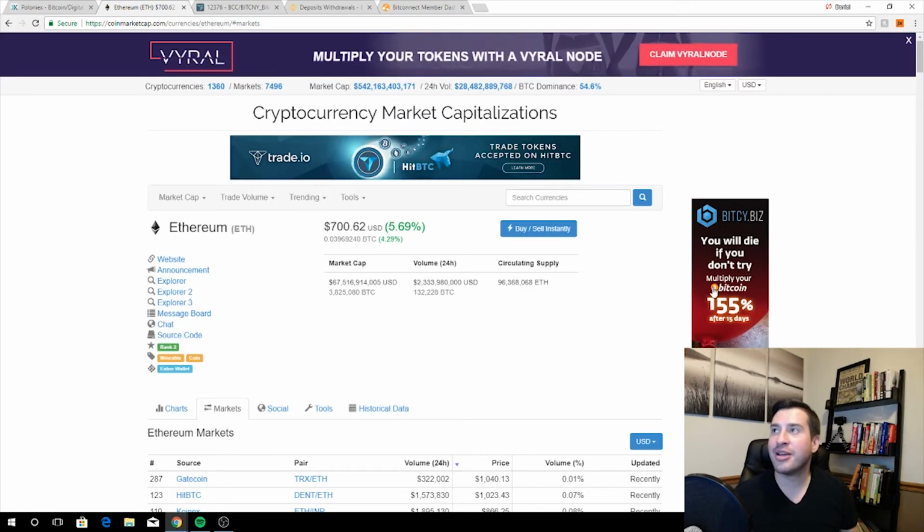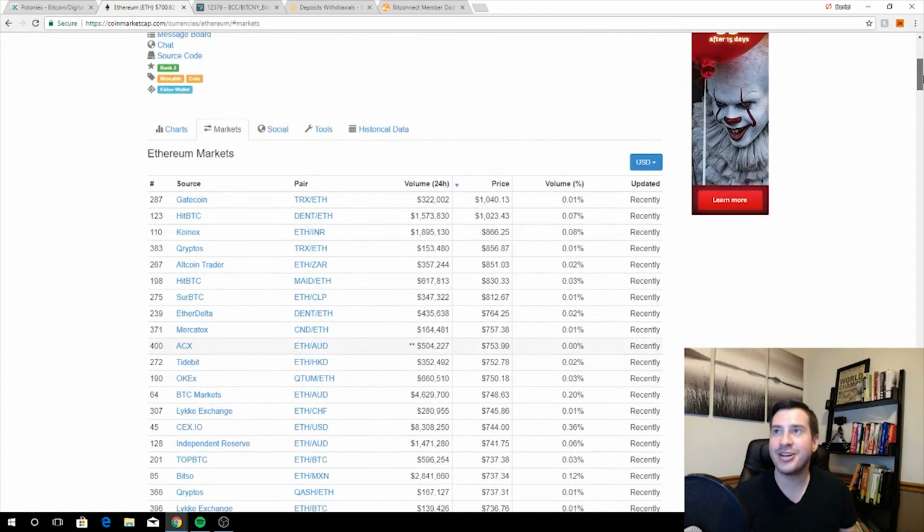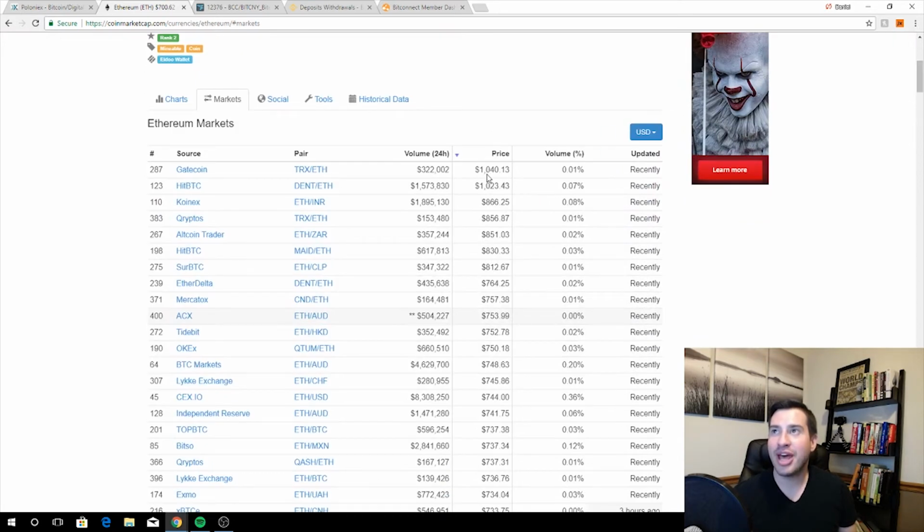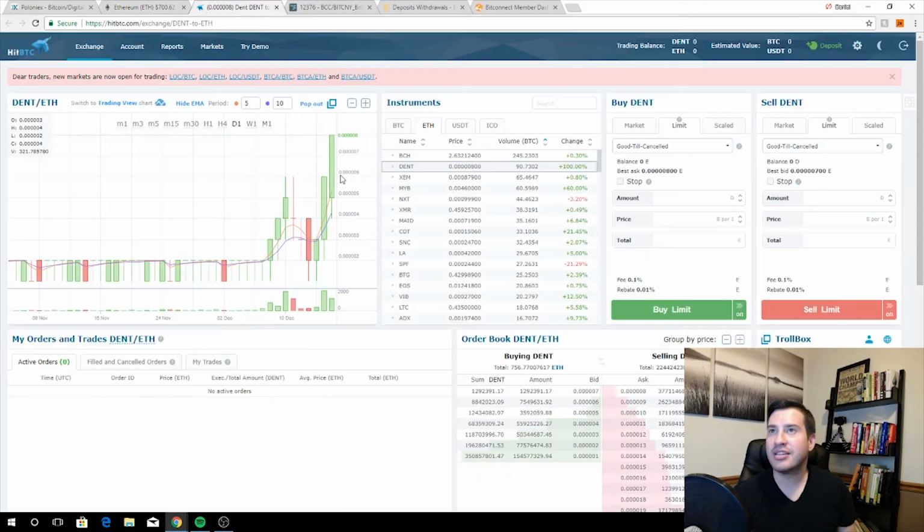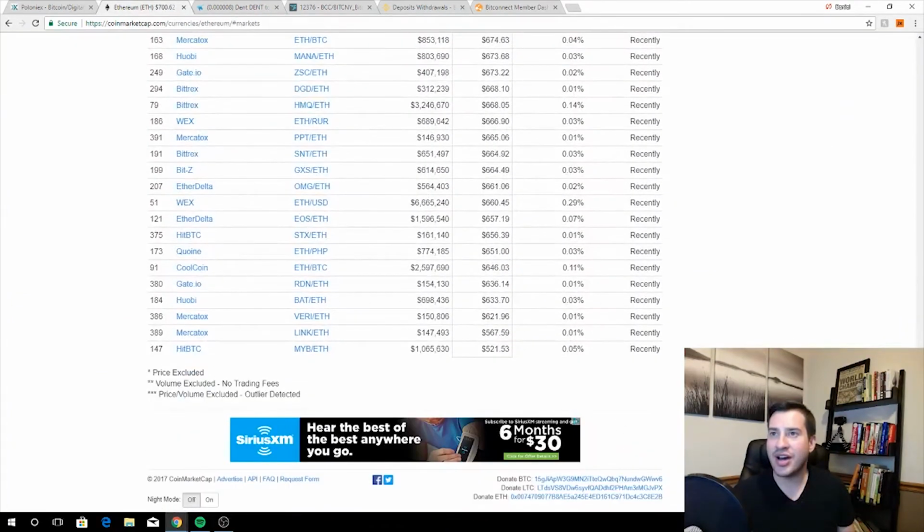Looking at Ethereum for some opportunities right now too. And look at the price range. We have over $1,000 here. This one is on HitBTC, so it just shot up. So right now is the perfect time to be selling your Ethereum for DENT, which I am not exactly sure what that is. And it goes all the way down to 521. There's an arbitrage right there on HitBTC.